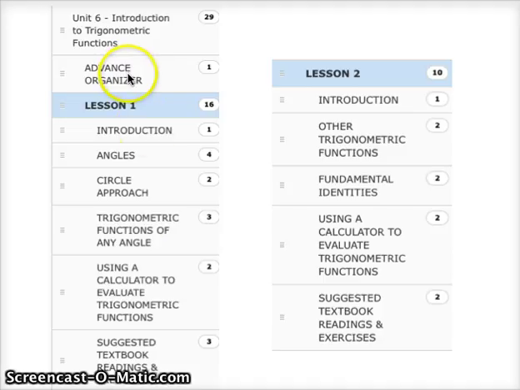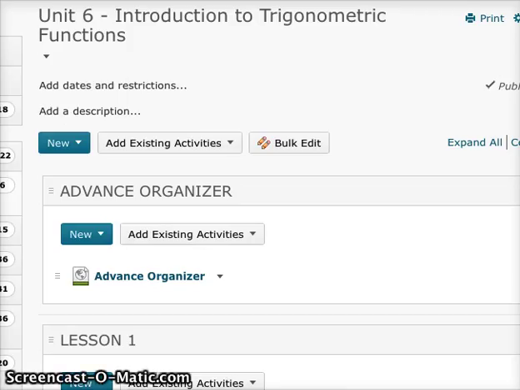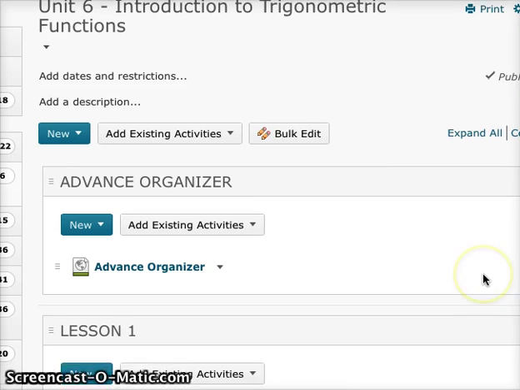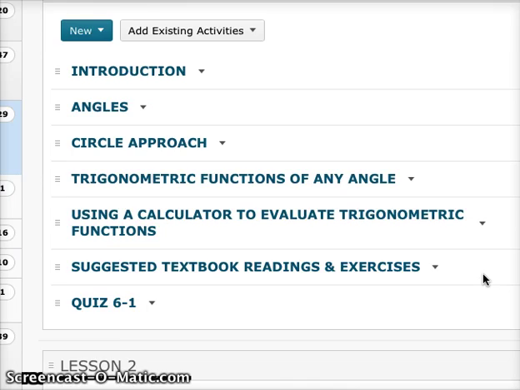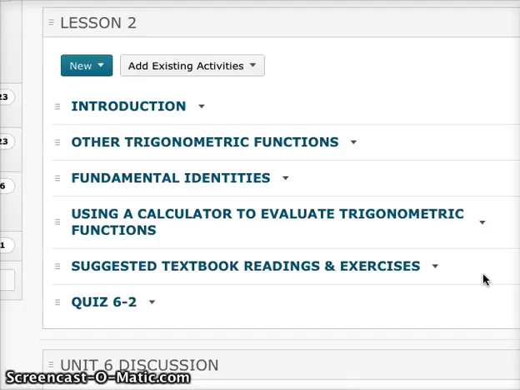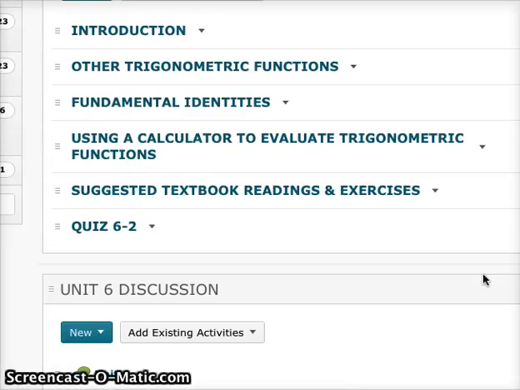Okay, so now we're looking at the Unit 6 Introduction. We have our organizer. Then remember, you have two major lessons, and that is it with Unit 6. So let's break that down just a little bit further. I'm in the content here and I see the advanced organizer, the information for Lesson 1, the information for Lesson 2, and then, of course, the discussion and a checklist at the bottom.